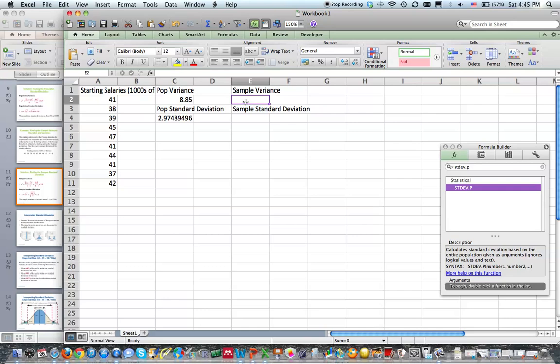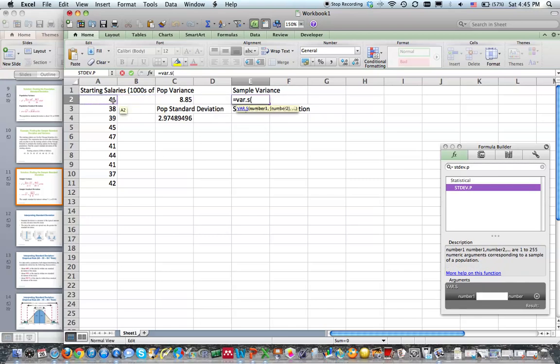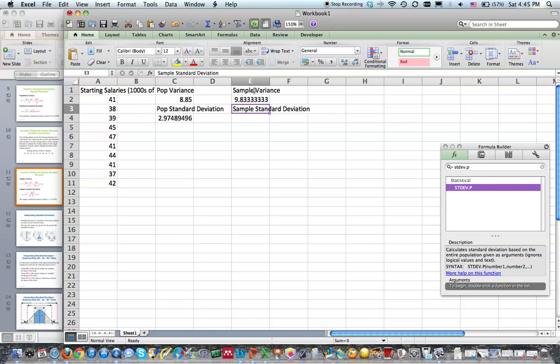So sample variance is var.s. And then if I put equals in front of that, I don't have to worry about my function wizard anymore. So I'm going to put equals var.s and then comma. I can highlight my data and then enter, and I'm going to get my sample variance. Notice that these are different, and they should be different because the formula changes on the bottom from a capital N over here to an N minus 1.